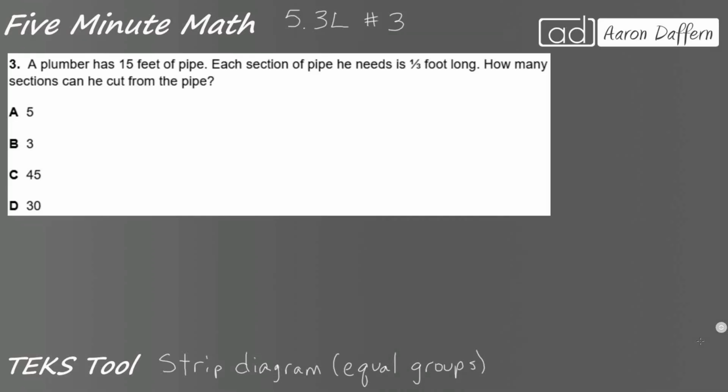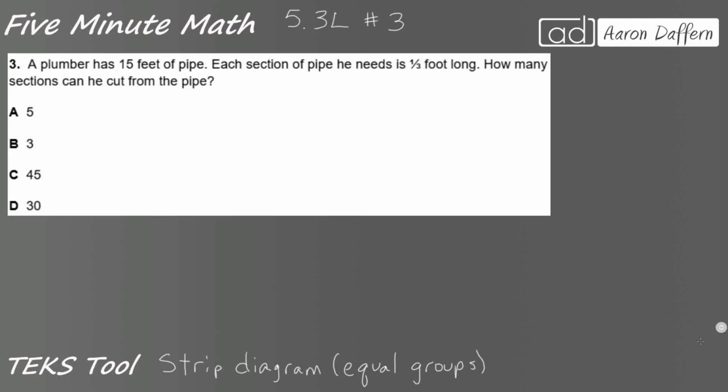Today we are looking at the TEKS tool strip diagram. We are working with equal groups with a problem related to TEKS 5.3L, and we will solve it in 5 minutes or less. If you haven't done so already, please go ahead and take a moment to pause the video, work this problem out on your own, unpause it, and we will look at our answers together.